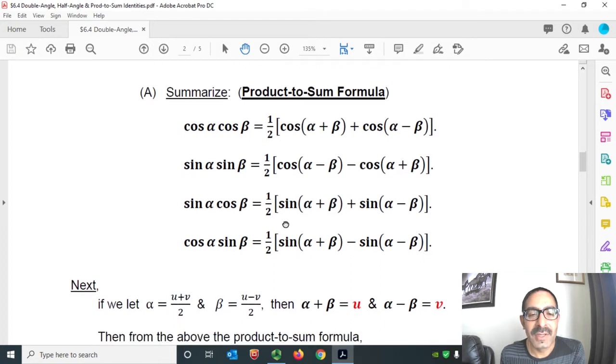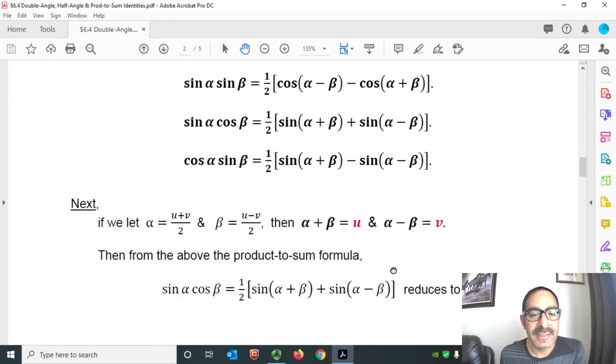Next, sine alpha times cosine beta. If we alternate the functions here, then on the right hand side it turns out to be 1/2 times sine of alpha plus beta plus sine of alpha minus beta. Again, both sine functions. I hope it makes sense to you all. And similarly, cosine alpha times sine beta turns out to be 1/2 times sine of alpha plus beta minus sine of alpha minus beta.